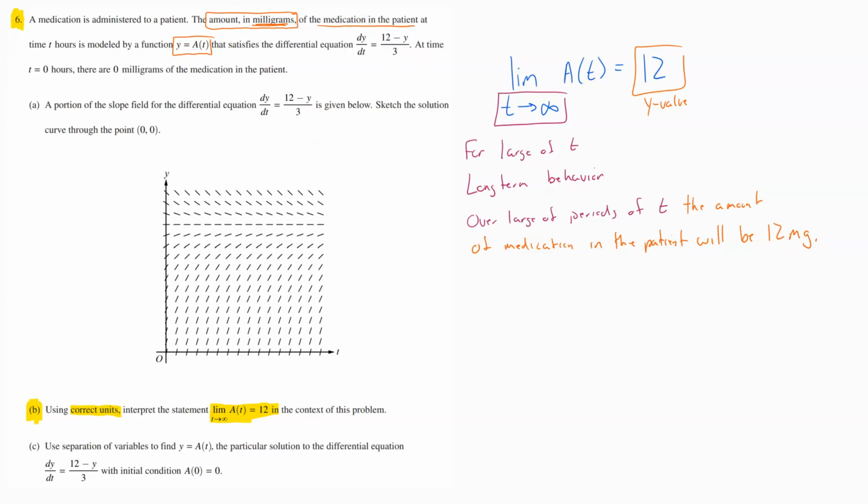So what you want to do is you would say, as this x piece is happening, this graph is going to tend towards this y value. So, you use your own language to describe large values of t. You can say over time, over large periods of t, large periods of time, the amount of medication in the patient will be 12 milligrams.